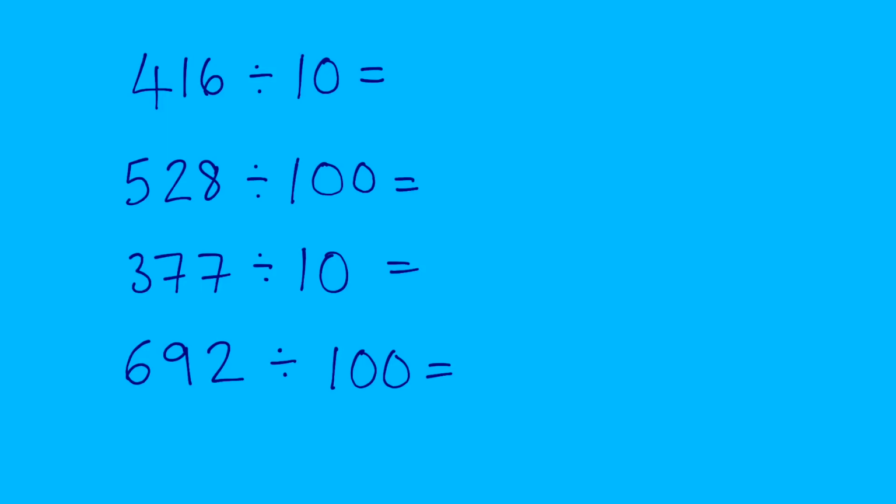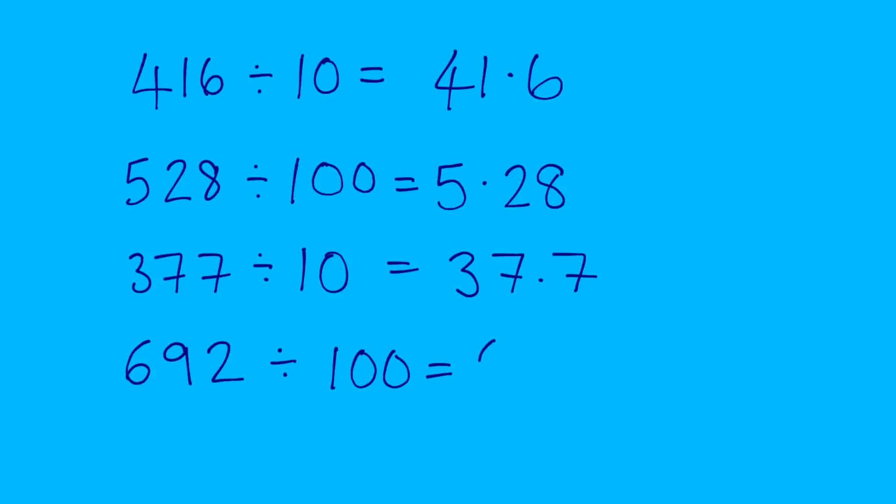Let's have a look at the answers. 416 divided by 10 is 41.6. 528 divided by 100 is 5.28. 377 divided by 10 is 37.7, and 692 divided by 100 is 6.92.